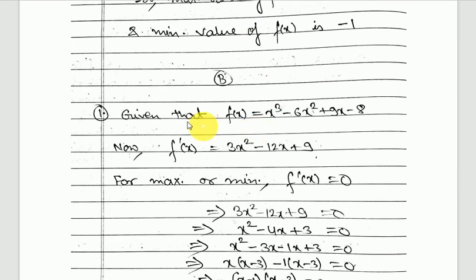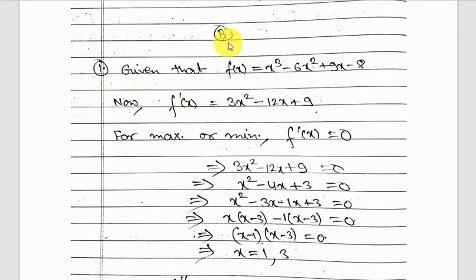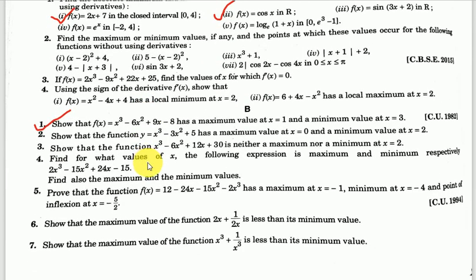Now let us move on to the next exercise, 10B, question number 1. Let us see the question. Here, show that f(x) equal to x cube minus 6x squared plus 9x minus 8 has a maximum value at x equal to 1 and a minimum value at x equal to 3.